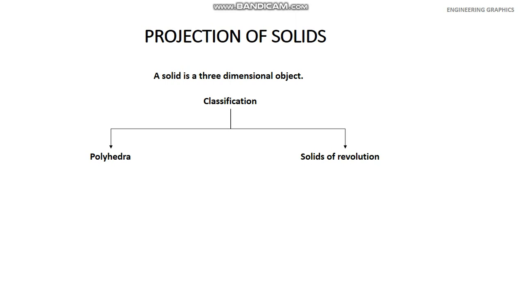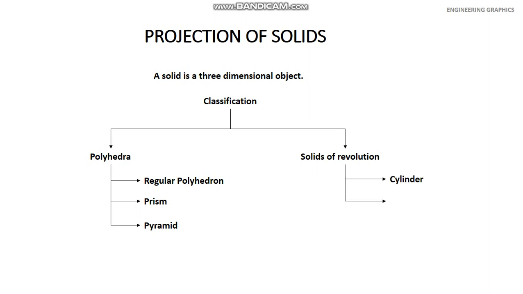Polyhedra are the solids which are bounded by plane surfaces, whereas the solids of revolution are the solids which have curved surfaces. Polyhedra are further divided into three categories: regular polyhedron, prism, and pyramid. Whereas the solids of revolution are cylinder, cone, and sphere.